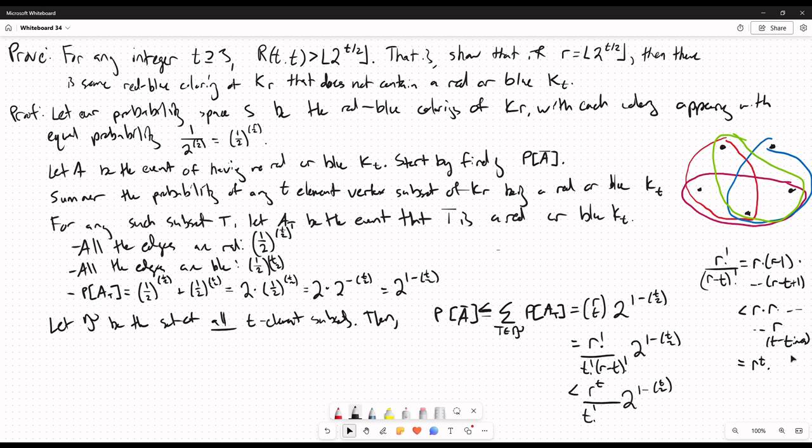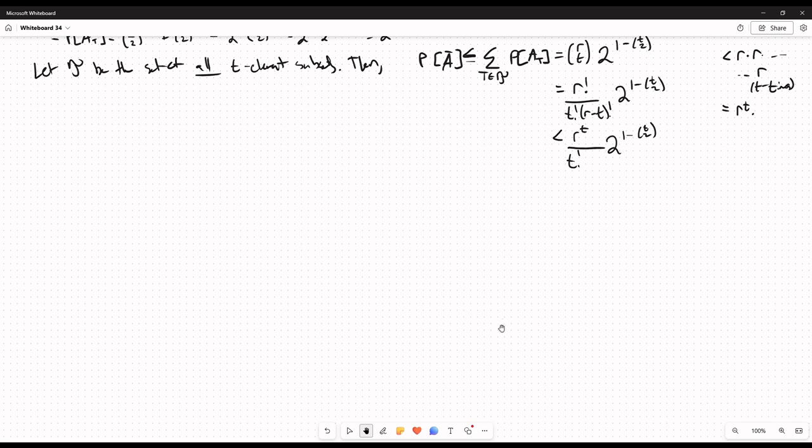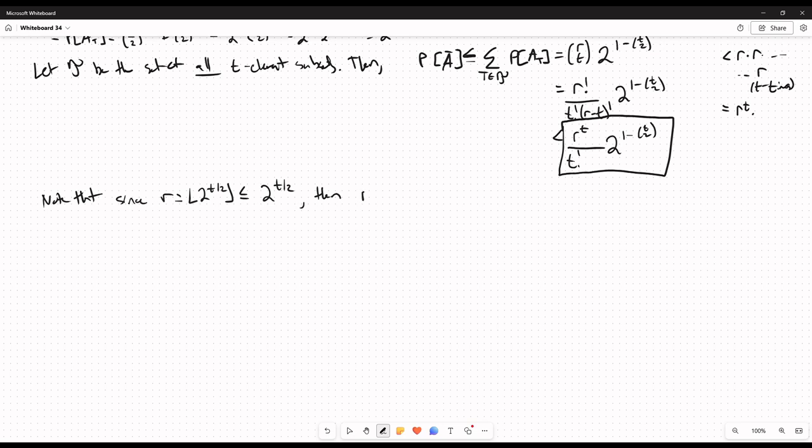Okay, we need to give ourselves a little bit more room here. We're getting there. So we have this inequality, and this is going to be magical for us. Why is it going to be magical? Well, note that since R equals the floor of 2 to the t over 2, which is clearly less than just 2 to the t over 2 without the floor, then R to the T is going to be less than or equal to 2 to the t squared over 2. Interesting. So let's go ahead and use that.